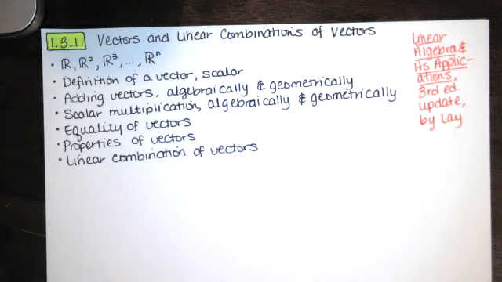And then we'll list some properties of vectors. And then we'll talk about what a linear combination of vectors is. So that's the plan.